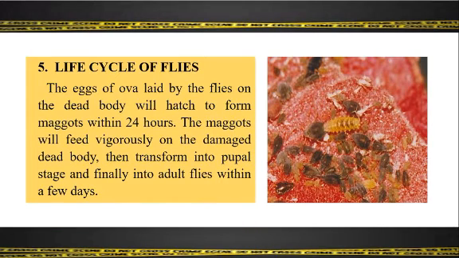Next, life cycle of flies. The eggs or ova laid by the flies on the dead body will hatch into maggots within 24 hours. The maggots will feed vigorously on the damaged dead body, then transform into the pupal stage and finally into adult flies within a few days. So sa life cycle of the flies, pwede pong makapag-reproduce ng flies gamit lang po yung dead body natin. And yung process, nangyayari siya once na nag-start na yung decomposition or putrefaction ng body natin, yung result ng decaying body natin.